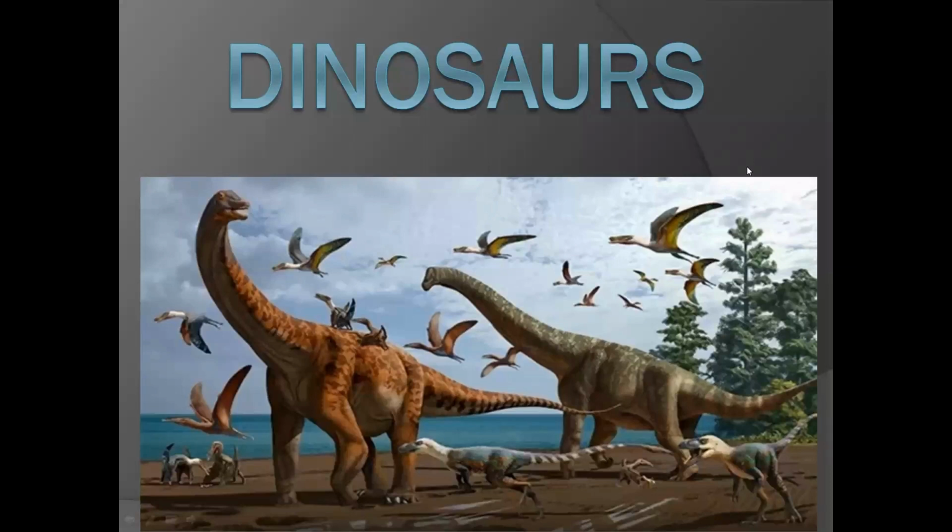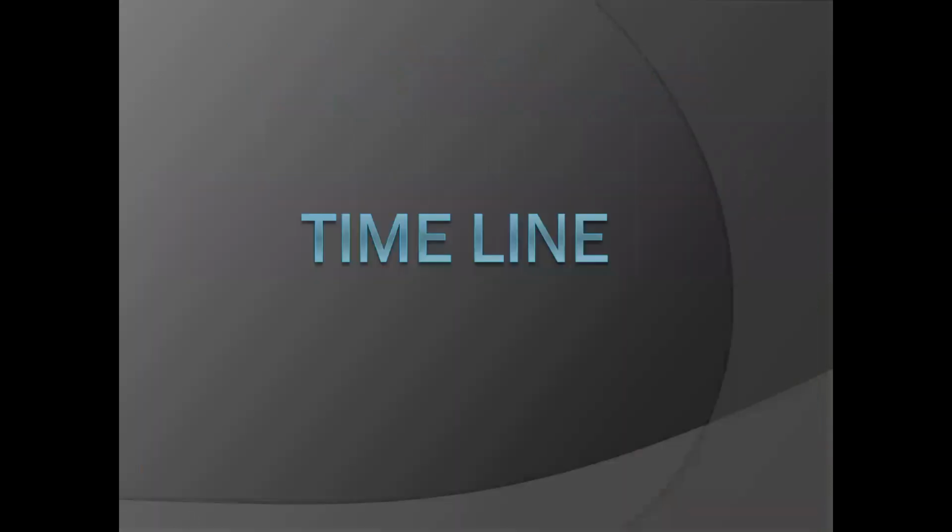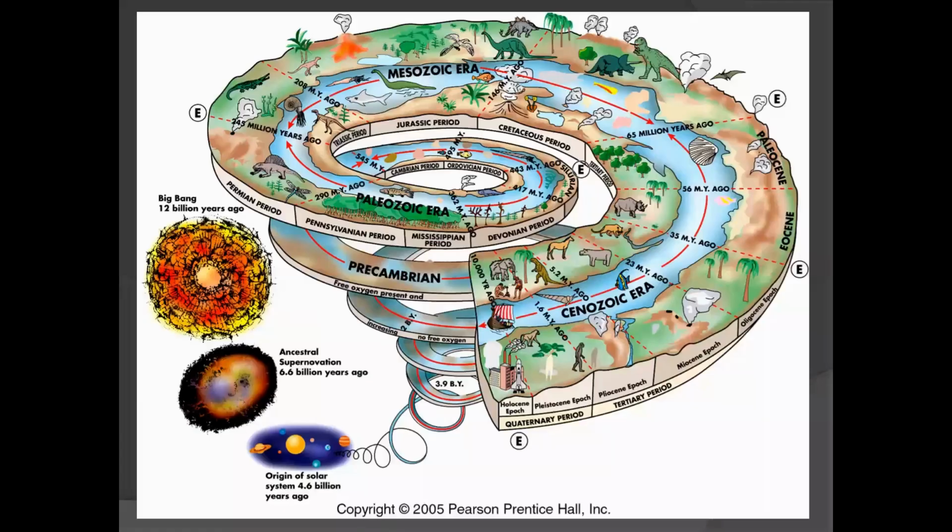So, let's start. In this video, we'll be discussing the timeline of dinosaurs. This is how our Earth evolved over time. 12.5 billion years ago, the universe was formed following a Big Bang. Then 4.6 billion years ago, the solar system and Earth were formed. And thereafter, the Earth began its journey to the way it is today.